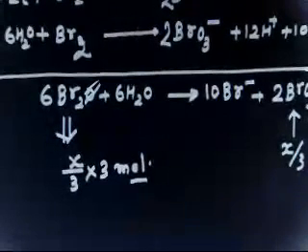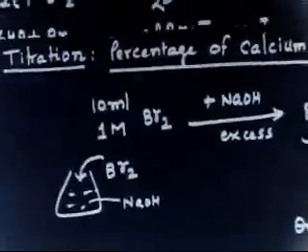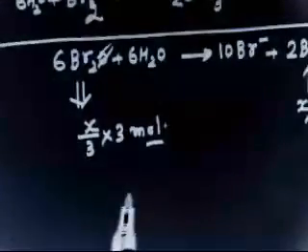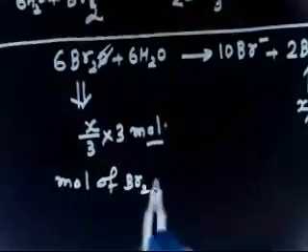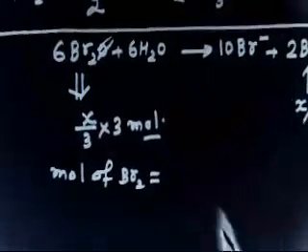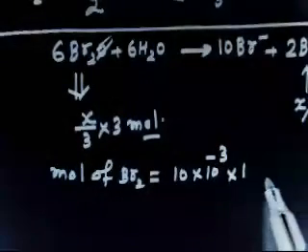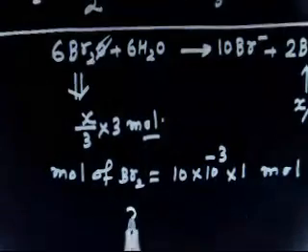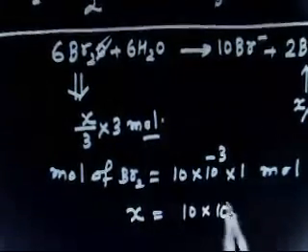So that is the mole of Br2. And mole of Br2 can also be found using the initial data: we have a solution of 10 milliliters of Br2 with 1 M. So mole of Br2 can also be found from 10 mL, that is 10 into 10 to the power minus 3 liter into 1 M. So this is the mole of Br2. Now I can equate this with X. So X is nothing but 10 into 10 to the power minus 3 mole.